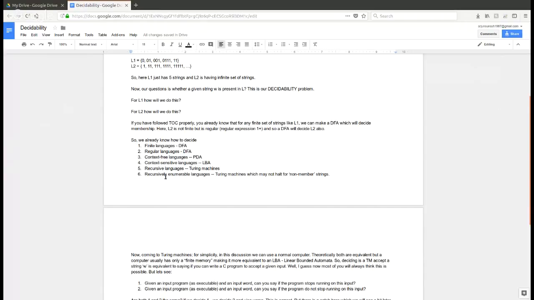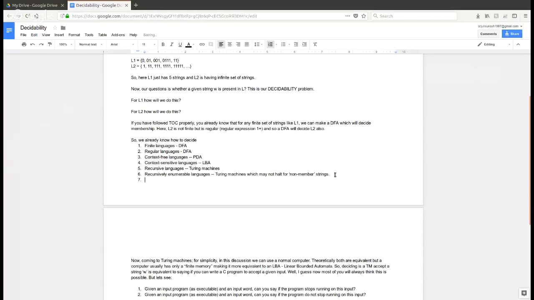Now, there are some languages which are outside recursive languages, and they are recursively enumerable languages. Again, we just need a Turing machine for these languages, but the thing is, these Turing machines may not always halt. More of this later, but there are some languages which are not even recursively enumerable. No machine can determine membership.